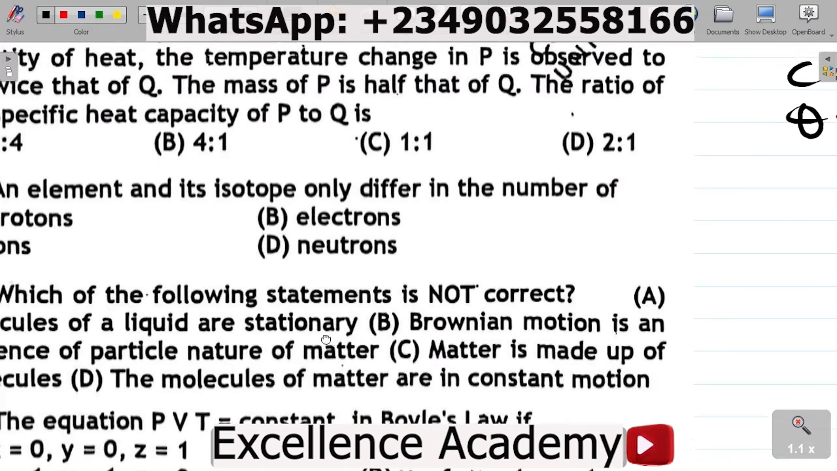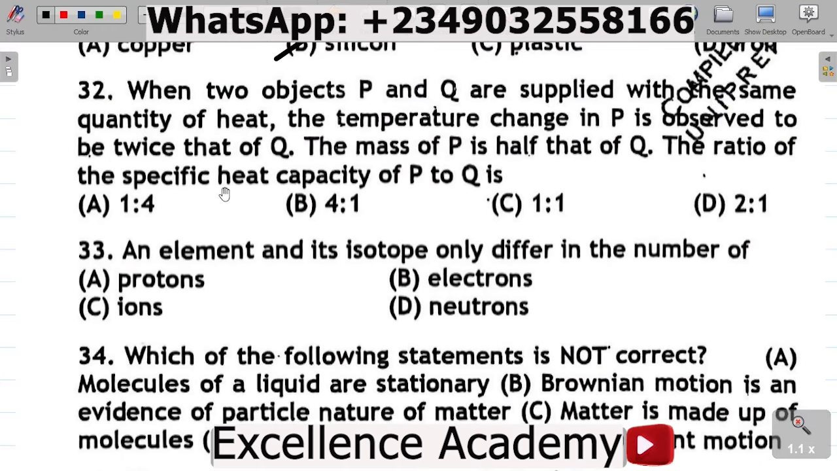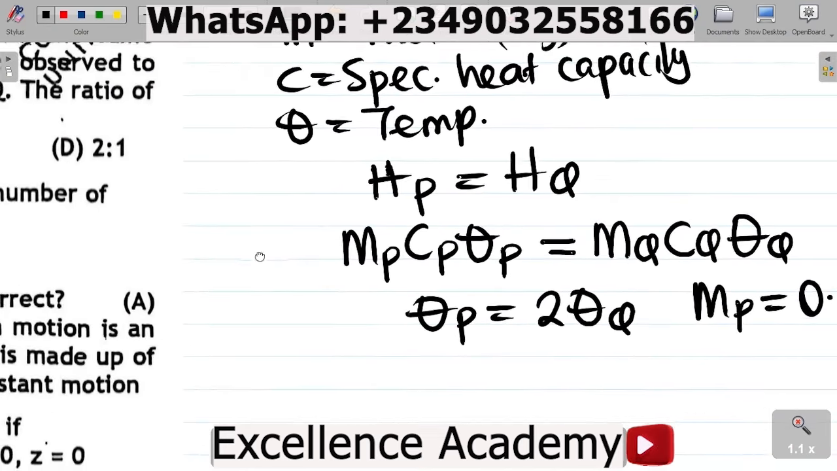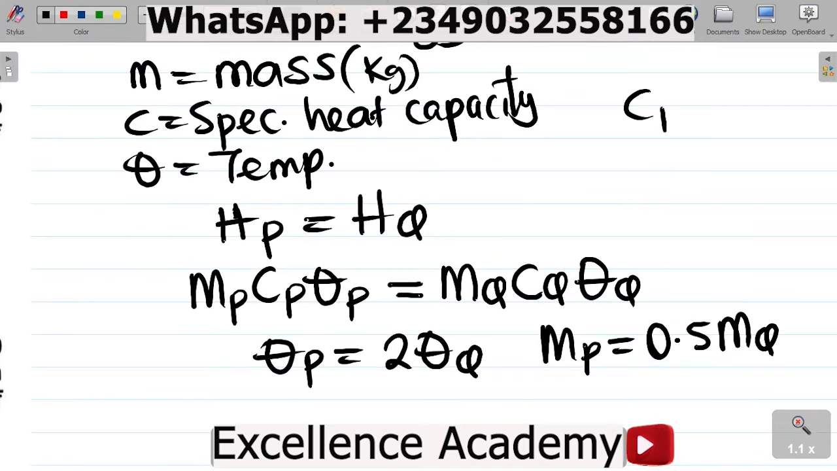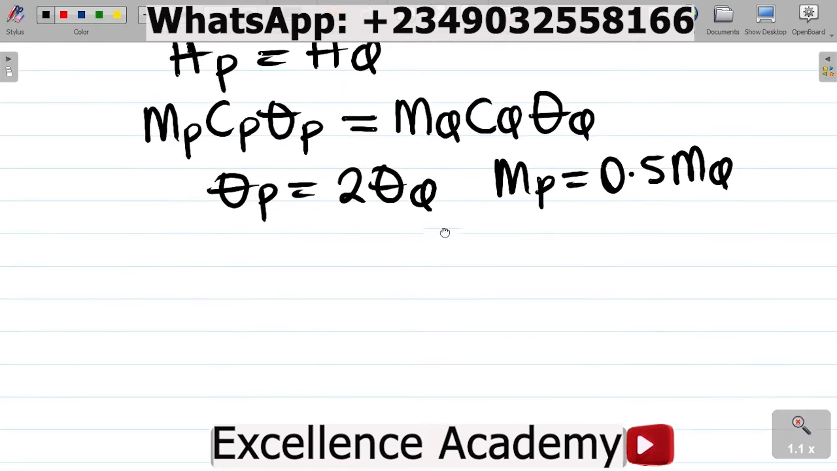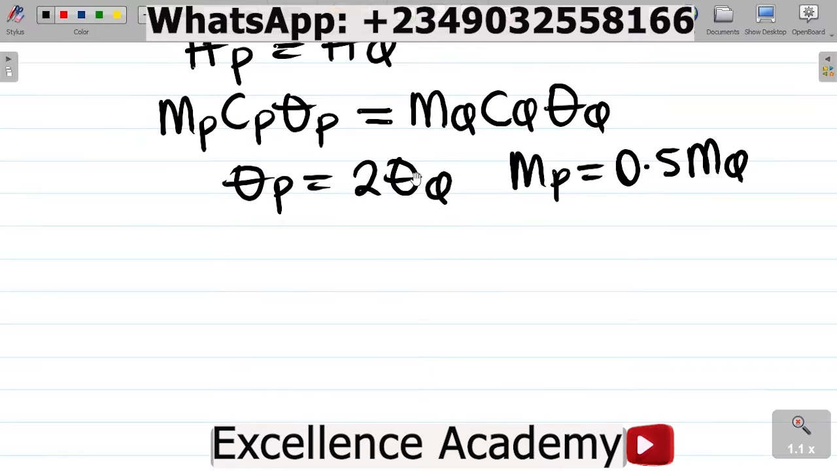Next up, you have to find the ratio of the specific heat of P to Q. So I'm looking for CP over CQ, basically, the ratio of specific heat of P to specific heat of Q. Now, how do I solve that? From this equation, let me put in values. We have MP, and let's relate this in terms of CP. All I have to do is find a way to get the ratio CP over CQ. And how do I do that?